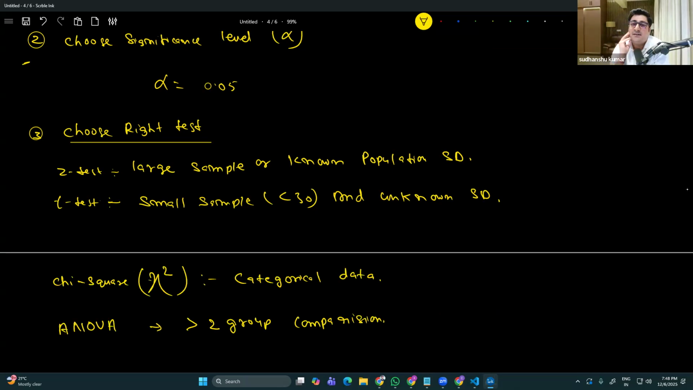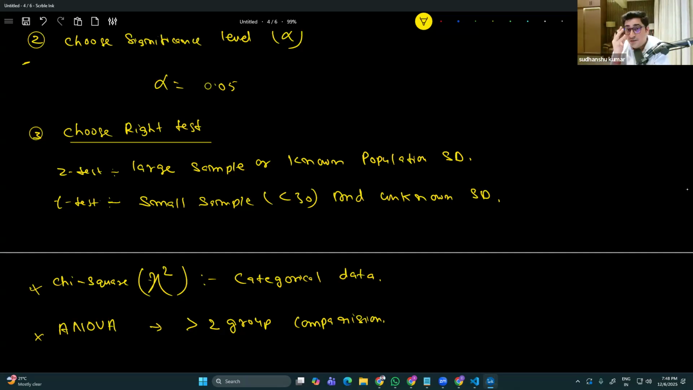Now read out the statement that I have written with respect to Z and T and Chi and ANOVA. Basically, we are not dealing with categorical data. So chi-square, no. We are not doing a comparison between two groups or more than two groups. So again, ANOVA, no, right? So chi will be no, ANOVA will be no. Remaining are Z and T, right?